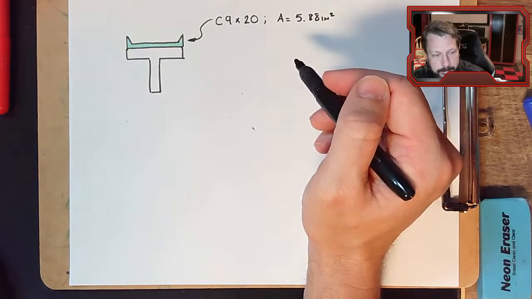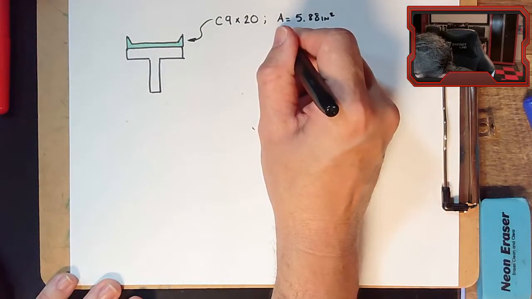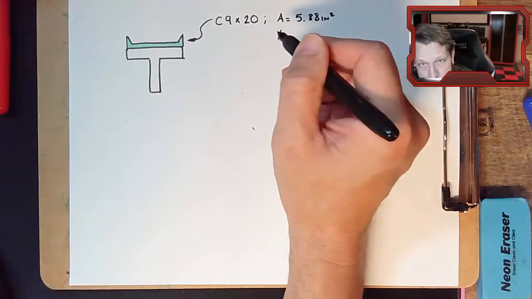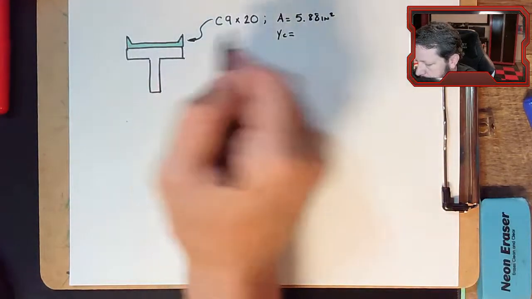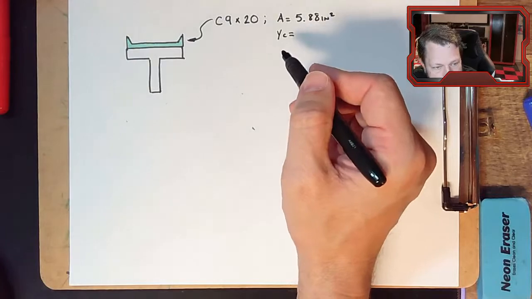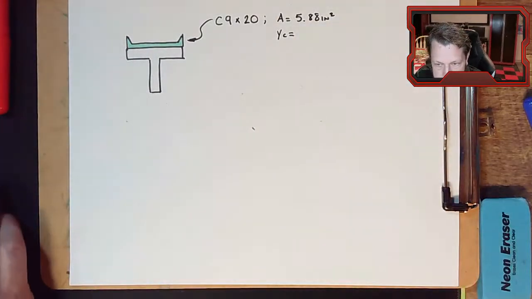So make sure you're using the one that you actually need to be using. And it has y sub c, or it's called x sub c in the chart because of the way they've drawn the diagram, but we've laid it down flat, and so it's y for us of 0.583 inches.